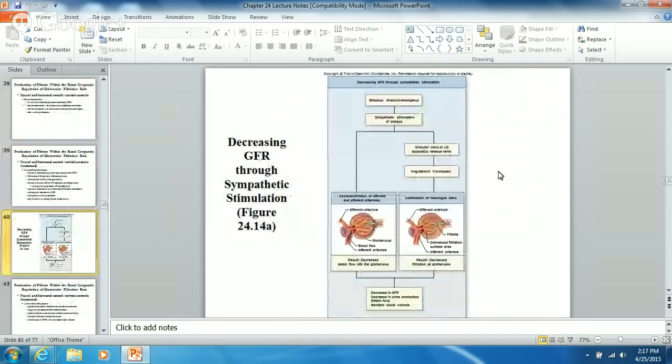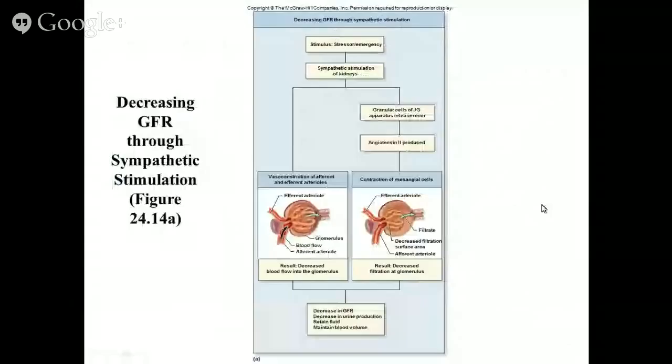Sometimes it's important to control the GFR. If you've not watched any of the previous videos, you probably don't know what GFR is. GFR is glomerular filtration rate. And anytime you have the word rate in a name, rate is always referring to the amount of something over time. Always remember that.